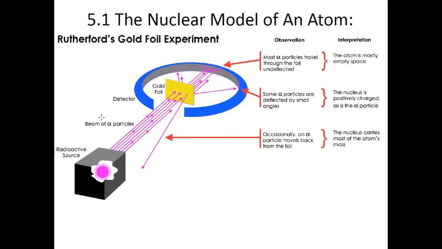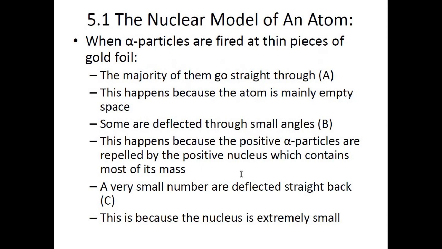So they found most of the alpha particles just went through. Some of them were deflected by a small angle, and few of them bounced right back off. What they found, that majority of them go straight through. This was an evidence that there is vast amount of empty space inside each atom. Some are deflected through small angles.